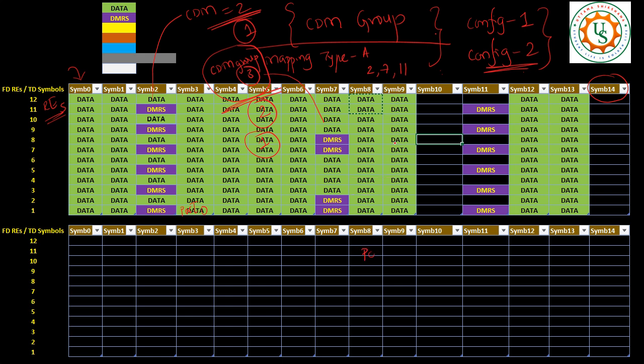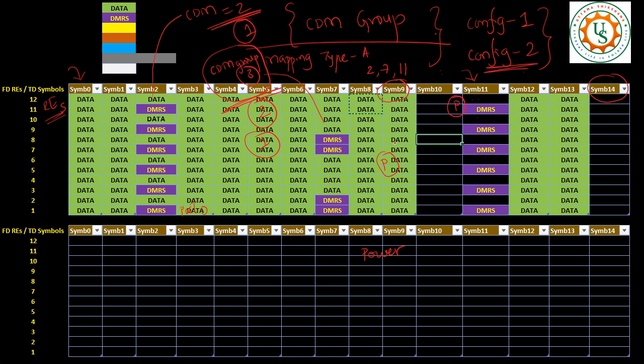See, let's say the power for this entire number of subcarriers is given as P. So let's say for symbol number 9, for this entire 12 subcarriers, the power is given as P. Now the same power P can also be applied on symbol number 11. But you can see that there are vacant REs. So out of 12 REs, only 6 REs are occupied. So how can we make the total power as P?